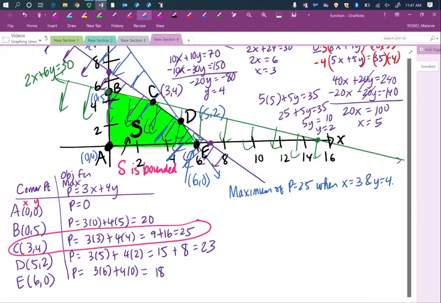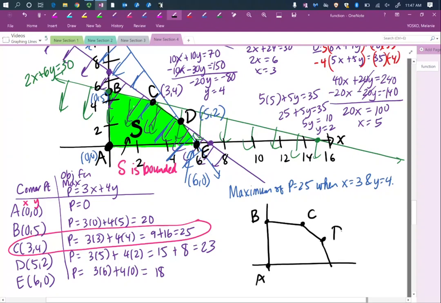So I just want to sort of reproduce my basic shape of my graph. Not exactly to scale, but here's what we have. This was A, here's B, here's C, here's D, and here is E. And we were looking at this region right here. This was our feasible set S, which is definitely bounded.